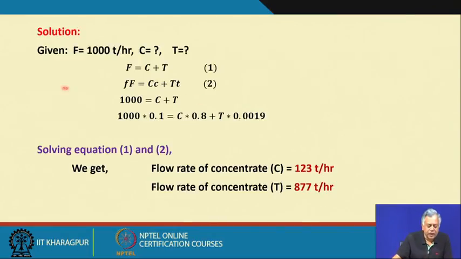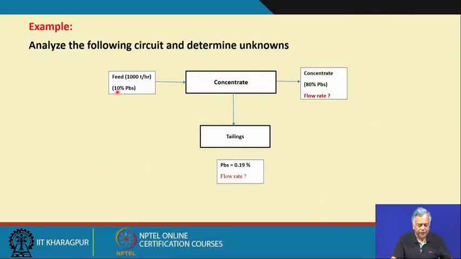So, given is F equal to 1000 tons per hour. I need to know the capital C, I need to know the capital T, right. First thing I can write is F equals C plus T, and I can also write capital F into small f equals capital C into small c plus capital T into small t. Here the F value is given, so I get one equation: 1000 equals capital C plus capital T. I do not know the values of C and T.